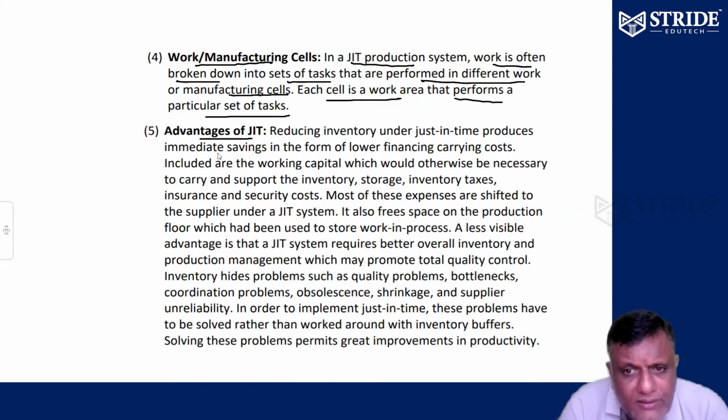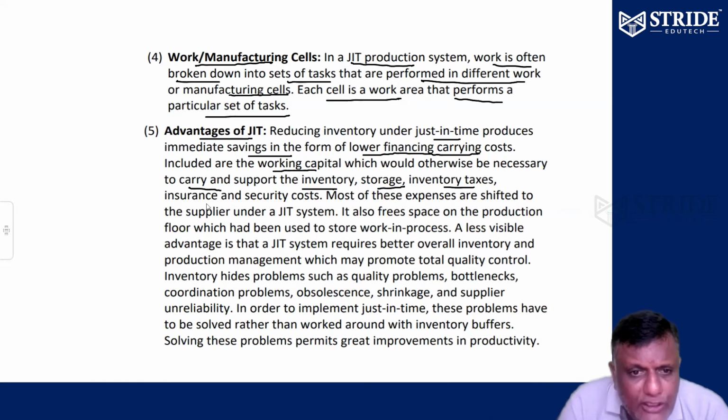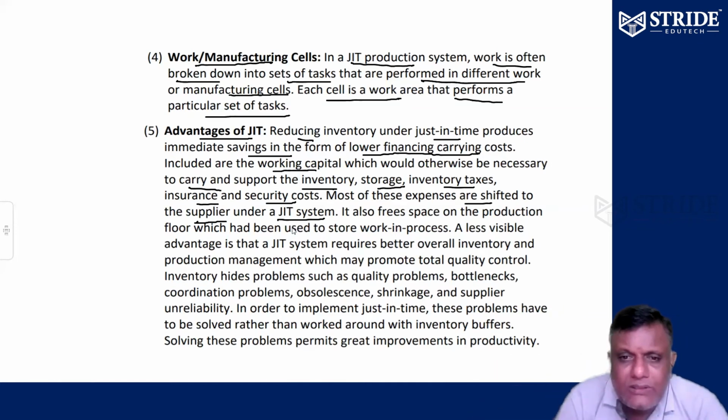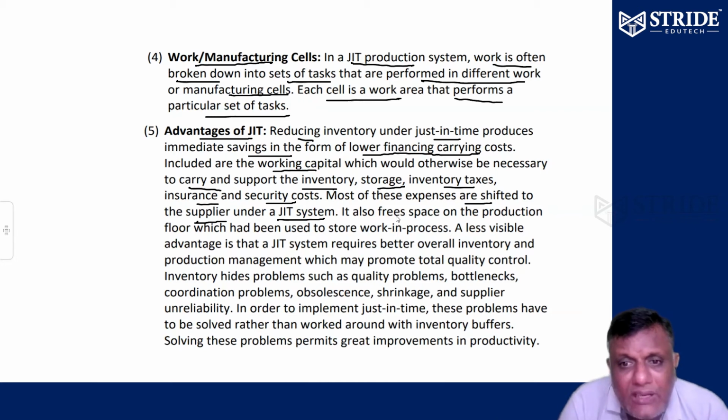What are the just-in-time advantages? Just-in-time gives savings in the form of carrying cost, inventory holding cost, and working capital. Everything will be reduced: carrying cost, supporting inventory cost, storage cost, inventory taxes, insurance, security cost, everything will be minimized. Most of these are shifted to the supplier under JIT. Once you have a storekeeper, it is your cost. But with just-in-time arrival, everything will be pushed back to the supplier. I need it by 9:30, that's it. I don't have any storekeeping department. So because of just-in-time, these are the advantages for me.